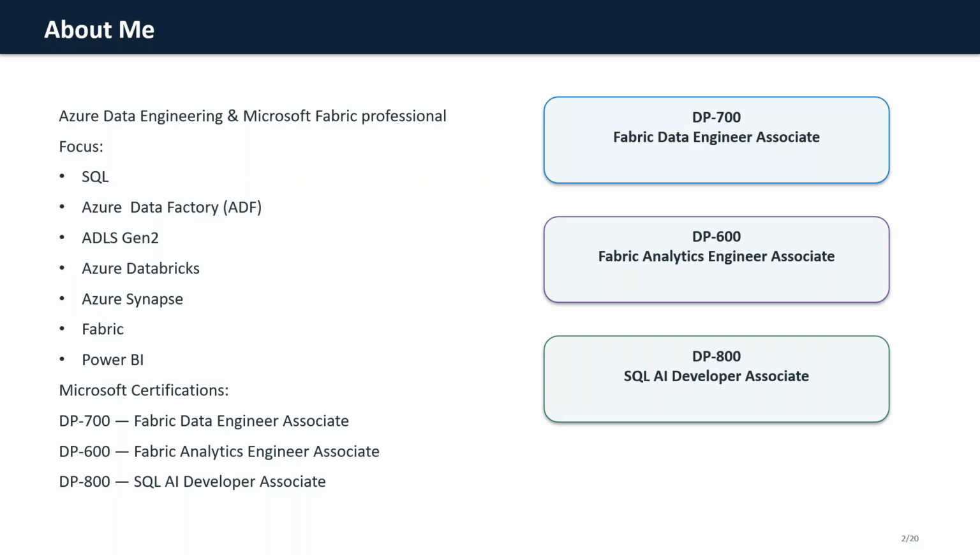Coming to myself, I have these certifications: DP 600, DP 700 and DP 800. DP 600 is the Fabric Analytics Engineer Associate, 700 is the Fabric Data Engineer Associate, and 800 is the SQL AI Developer Associate. So these are all the certifications I have completed.